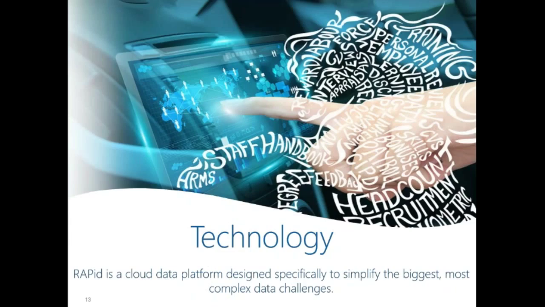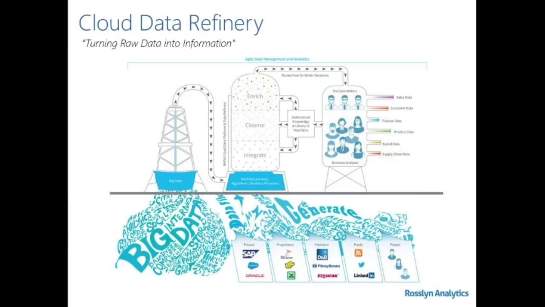So just what is this technology that enables Rosslyn and our partners and our clients to get this cleansed and enriched data? Well, it's a cloud technology called Rapid, and it's designed and built by us to simplify some of these really complex data challenges of getting the data into an analytics-ready state. We like to see the process or the tools as a data refinery. It's a bit like an oil refinery. So turning raw data into information.